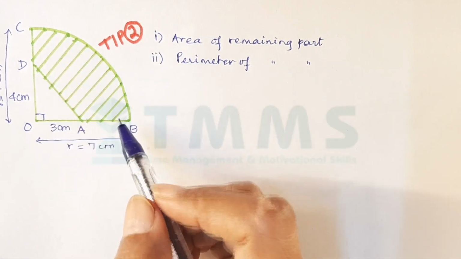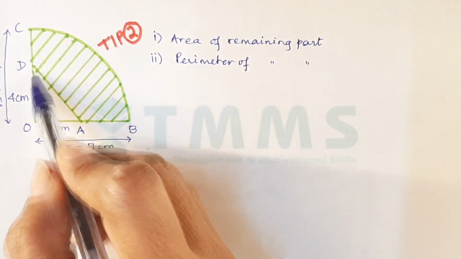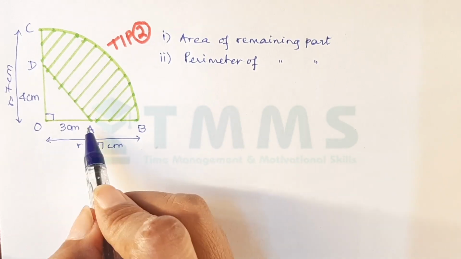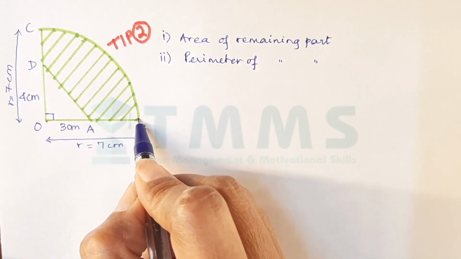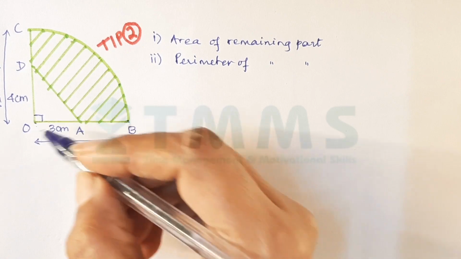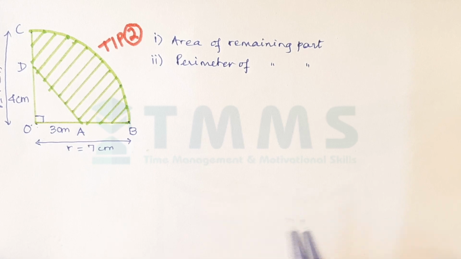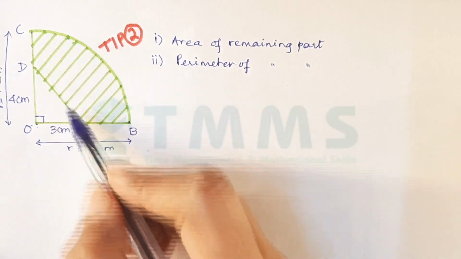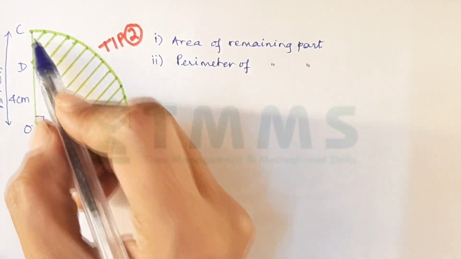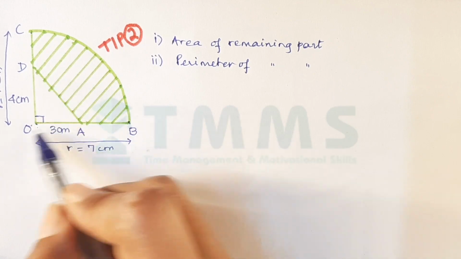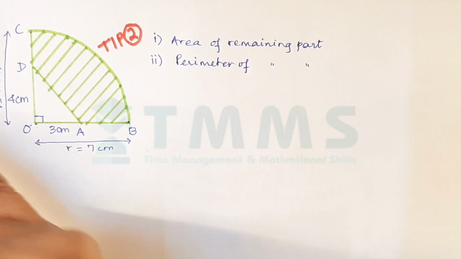Tip number 2, draw the diagram according to the question, according to the problem, and we are going to write OD as 4 centimeters as given in the question. OA is 3 centimeters. The radius is from the center up to any point on the circumference. So OB as well as OC is 7 centimeters here, 7 centimeters here. Are you with me? Okay. Now the remaining part is the shaded part, for which we have to find the area. Now the area is going to be area of the quadrant minus the area of the triangle, right? Can you see that? From here, this part is taken out.